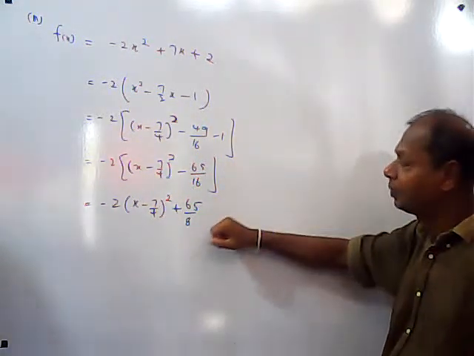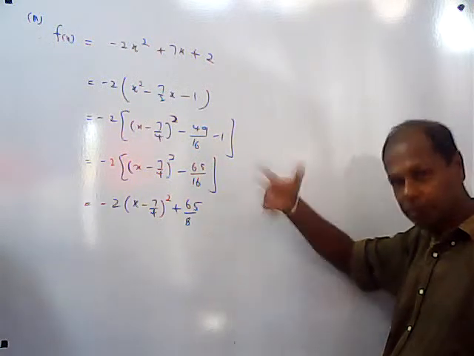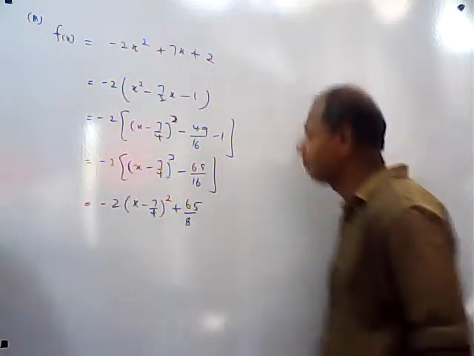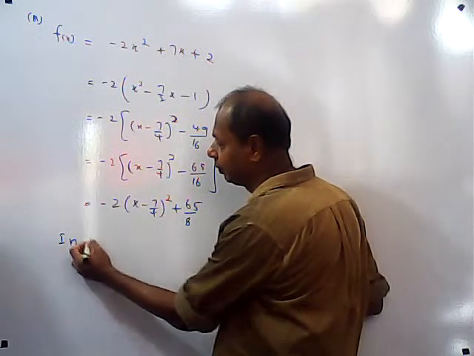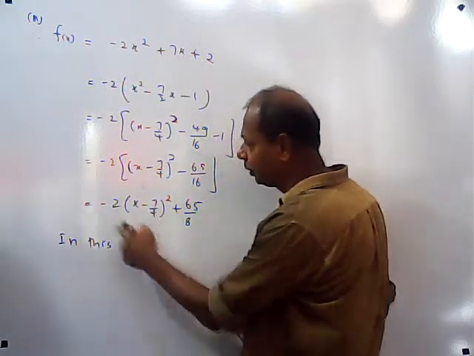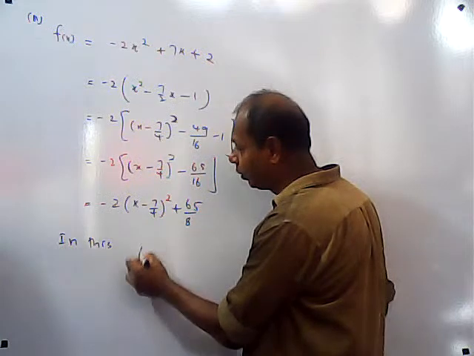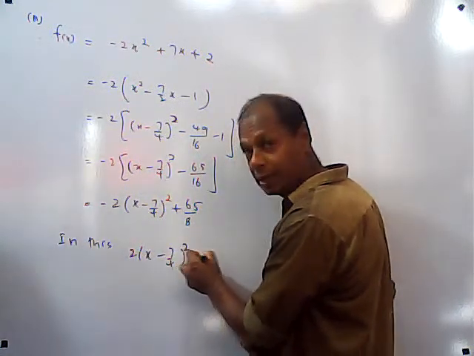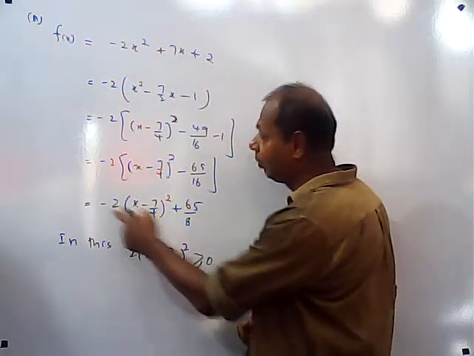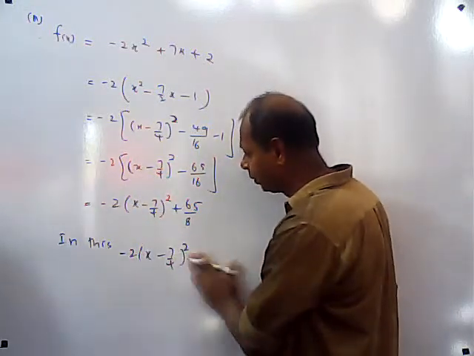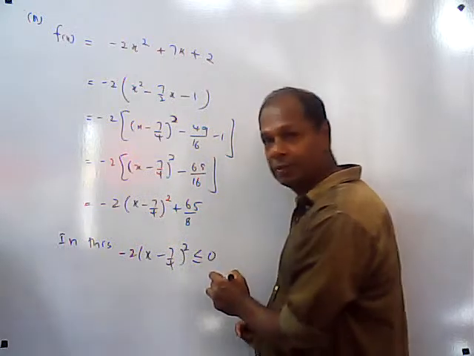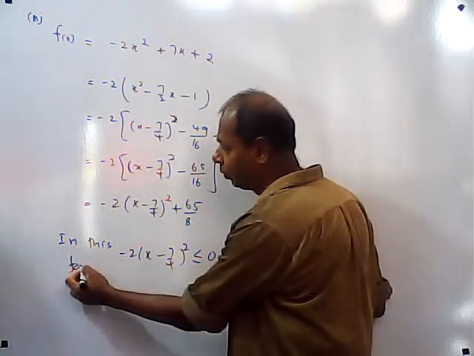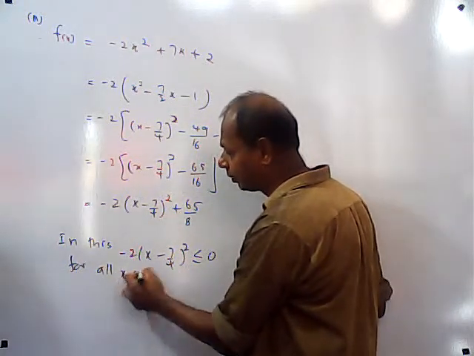Then you should come to this. Then the argument is the same as before. You say in this whole thing with minus 2, without the minus 2, it will be greater than or equal to 0 always. But with the minus here, it turns to the opposite side, less than or equal to 0 for all real x.